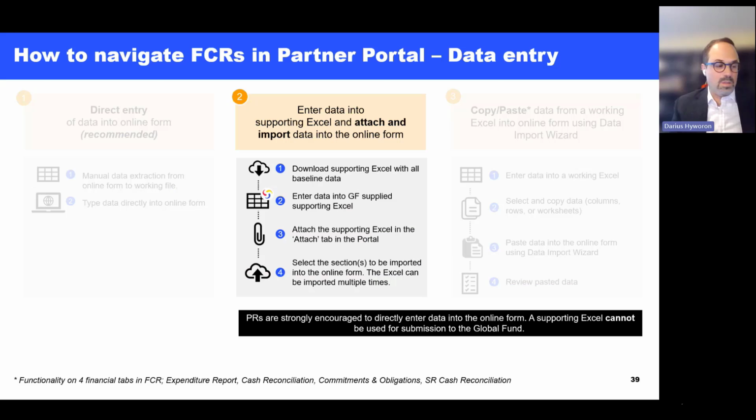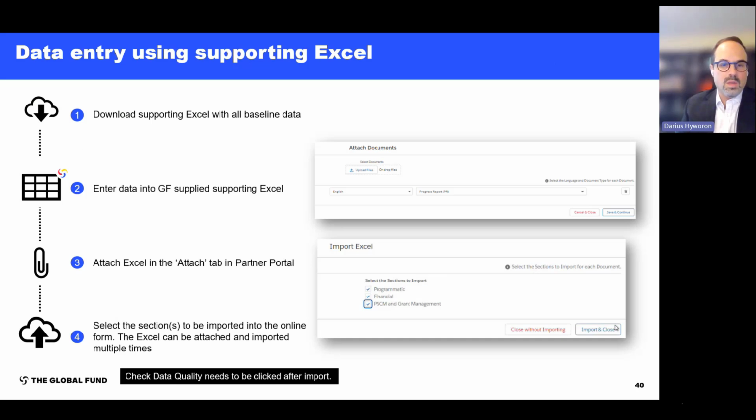In the next slide, we'll go into modality 2, which is, again, optional, but it's where you can use a supporting Excel to help you. As Emily was showing, you can download the Excel form through the online portal. It's important to only use the form that's available in the online portal, but you can download it. It will have baseline data there. You can input your results, your submission, the information that you want to attach into the online Partner Portal.